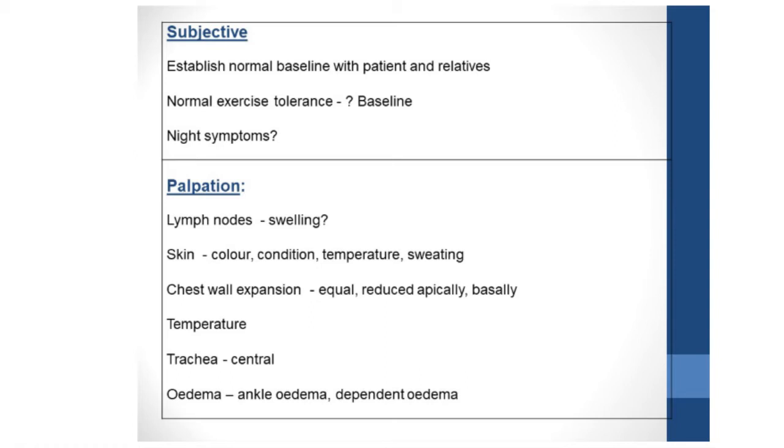So moving on, subjectively, establish the normal baseline for the patient, and if the patient isn't able to tell you, relatives are always a good source of information. Their normal exercise tolerance: if they're normally able to go out and about independently and they're having difficulty moving, say, from room to room because they're more short of breath, then this is a big change. Do they have any night symptoms? Are they wakened at night with coughing or breathlessness?